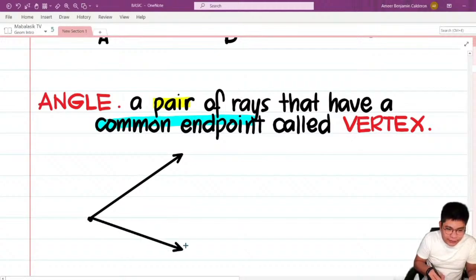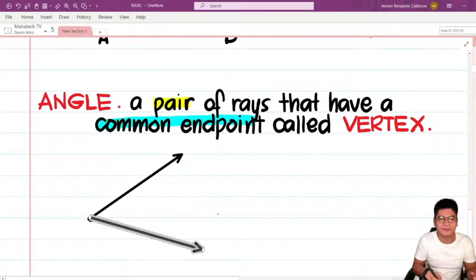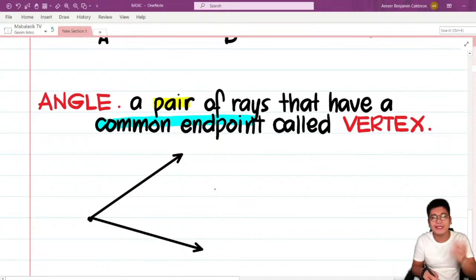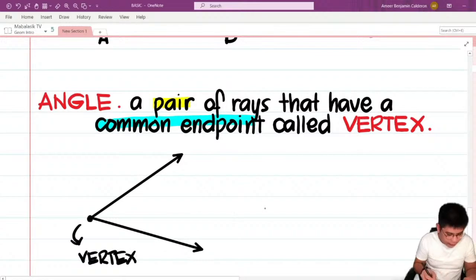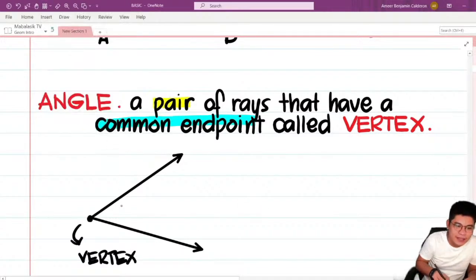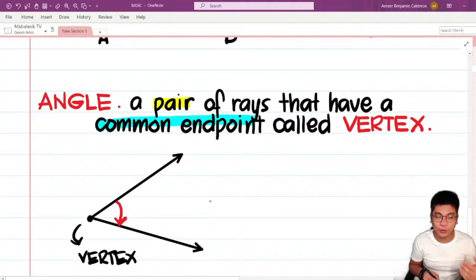So, for example, this is the other ray. Right? That figure is called an angle. Ang tawag dito sa common endpoint na yan, vertex. That is the vertex that we are talking about. And the angle is right here. The degree of separation between the two rays.